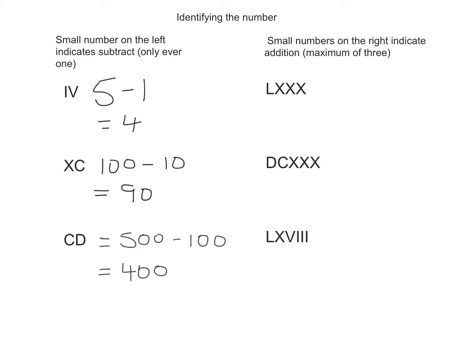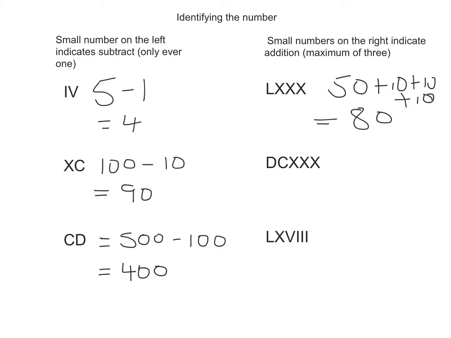So if we have a look now at the other side, smaller numbers on the right indicate that we need to add. So we've got LXXX. We know that L is 50, and we know that X's are 10. So we have 50 plus 10 plus 10 plus another 10. And that's going to give us 50, 60, 70, 80 as our answer. So have a go at doing these ones over here. Pause the video and have a go.